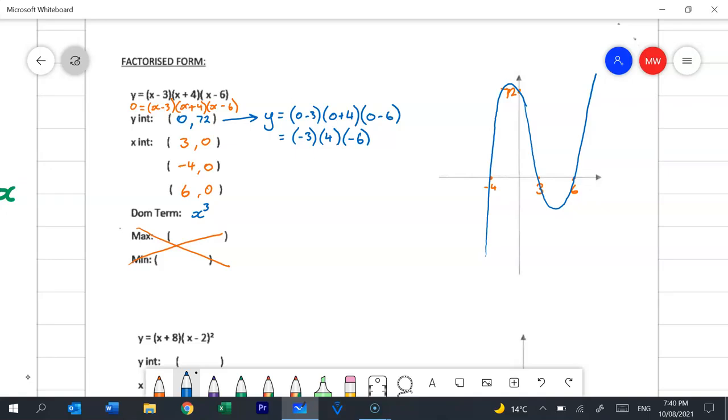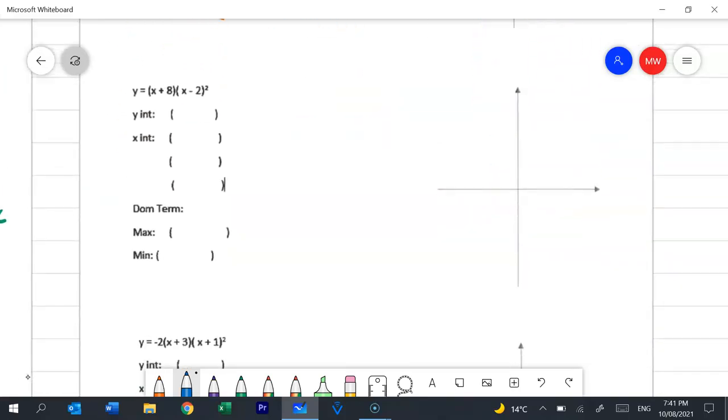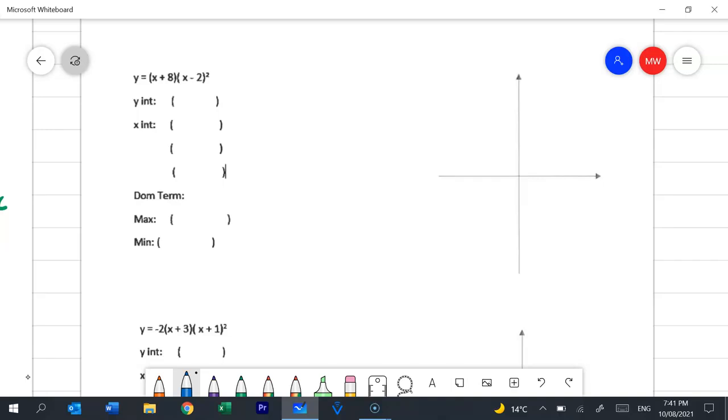Just going to have to freehand it as best you can. Remember, these are just quick sketches of them, okay? We can't work out the maximum or the minimum point at this stage, and that's fine. In this example, it looks a bit different, but it's really the same. Okay, we could rewrite this as y equals x plus 8, x minus 2, x minus 2.